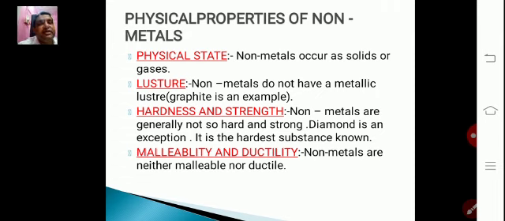Another physical property is about strength. Non-metals are not strong, they have low tensile strength. This means that non-metals cannot hold large weight, they can easily snap.